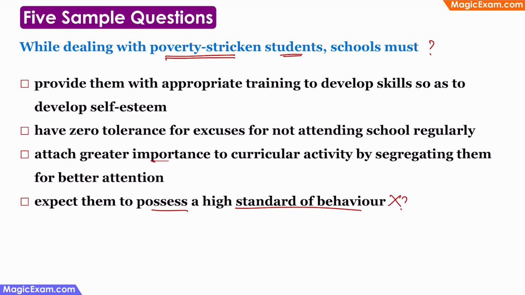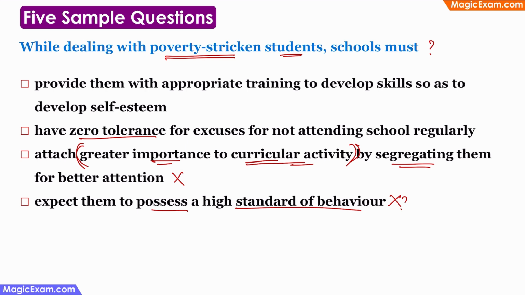Next, attach great importance to curricular activity by segregating them for better attention. Now here again, this might be okay because if you are giving them some extra attention and this is on the basis of equity, not equality, right? If you are giving them some extra attention, yes, but here you are giving great importance to curricular activity, whereas the development of children requires attention to both curricular and extracurricular and co-curricular activities. Therefore, attach greater importance to only curricular activity. This part makes this statement incorrect. Therefore, we'll remove this.